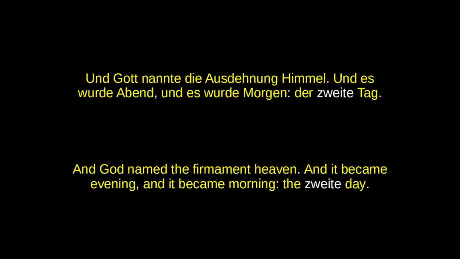Next, we're going to look at Genesis 1, verse 8. In German, the verse reads like this. Und Gott nannte die Ausdehnung Himmel. Und es wurde Abend. Und es wurde Morgen. Der zweite Tag. From my previous videos, you should already know all the words that are present in this verse, except for one. Zweite.